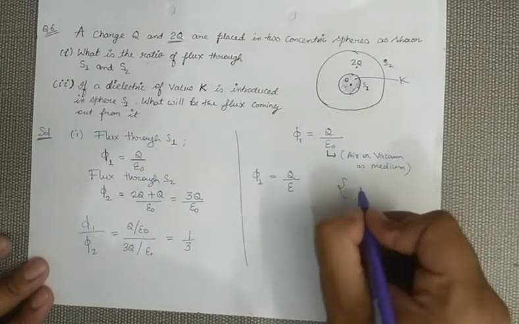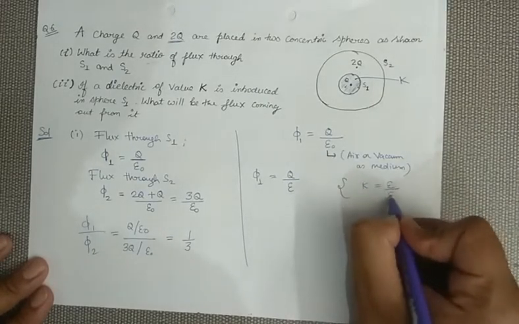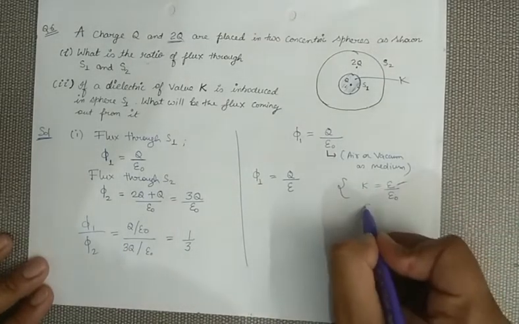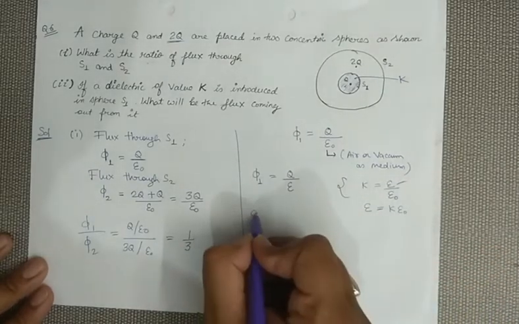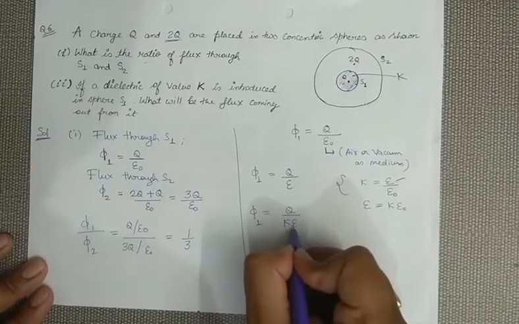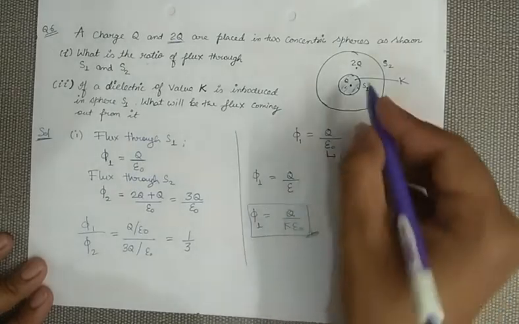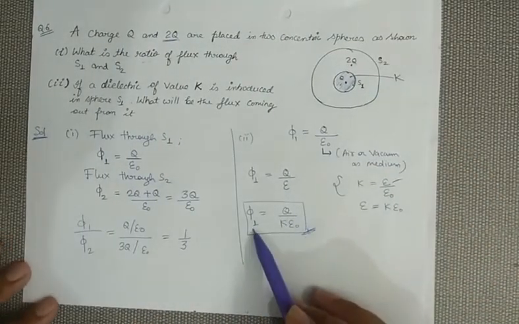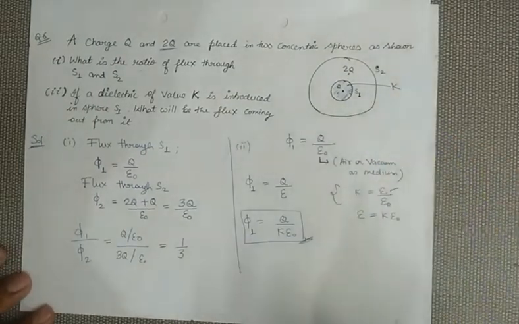And there is one relation. The relation was K, that is the dielectric constant, written as epsilon by epsilon naught. So if we need to find the value of epsilon, we can replace it with K times epsilon naught. Replacing the value of epsilon, we can write Q divided by K times epsilon naught. So this will be our new flux passing from S1. This is the second part: the flux passing from S1 is Q by K times epsilon naught, because I have changed the medium.